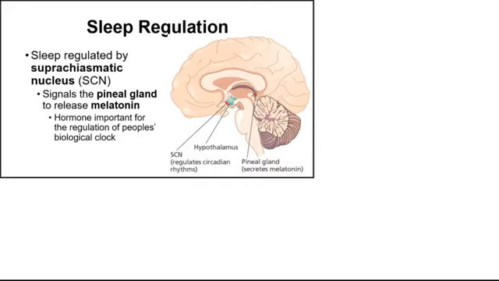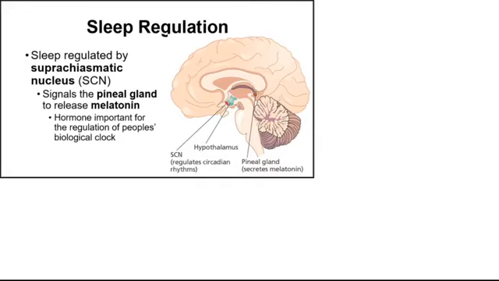So we're going to care about 2 structures. The first is our suprachiasmatic nucleus, or SCN. That's that little red spot over there near our hypothalamus, and that's sort of our control center for sleep regulation. It's going to send a signal to our pineal gland so that the pineal gland will release melatonin. And melatonin is a hormone that helps us regulate our biological clock.